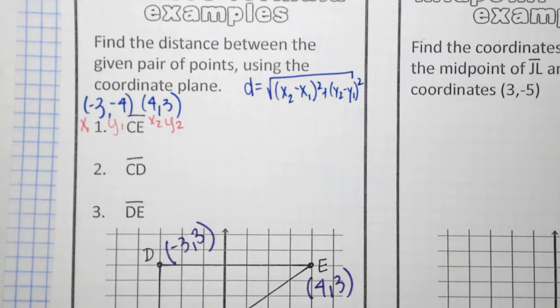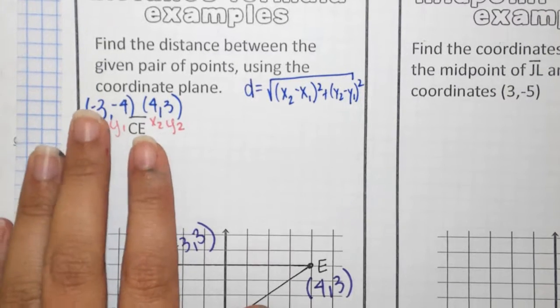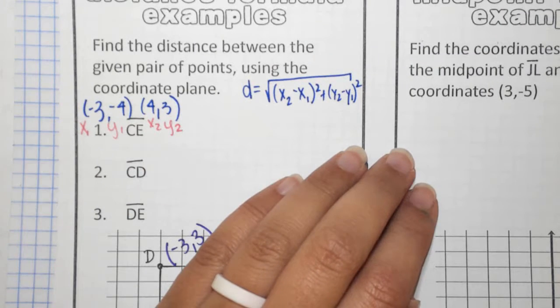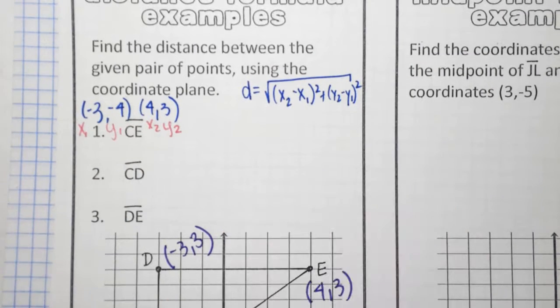Can we all pause for a second and look at the board and make sure that you have that? Make sure that you have the points written down, labeled x1, y1, x2, y2, and your distance formula. And then keep working if you do. We're not in a race. No judgment. All God's children.